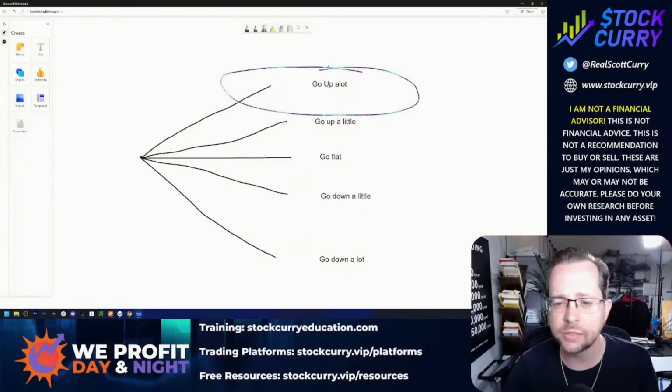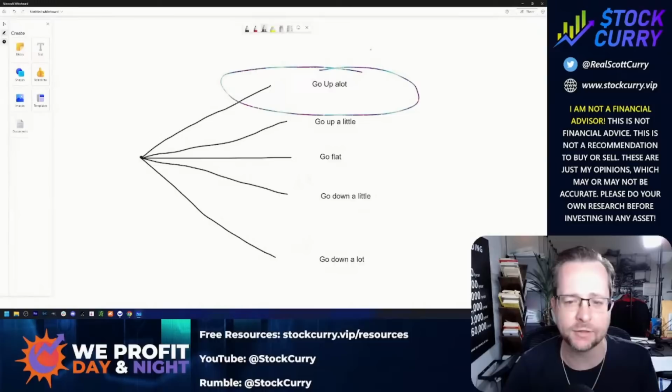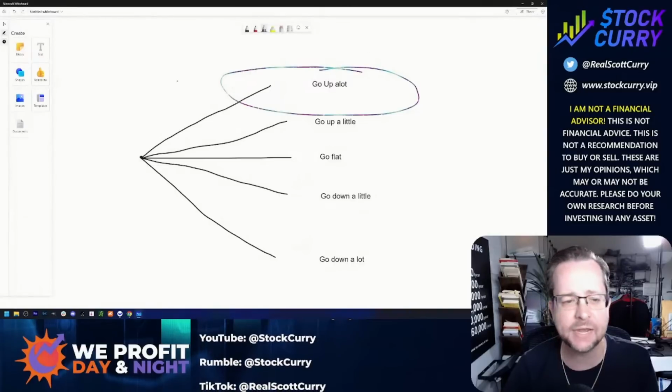Now, how often does a stock go up a lot? Well, pretty rarely. In fact, only about 20% of the time.